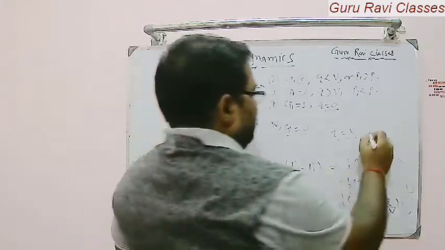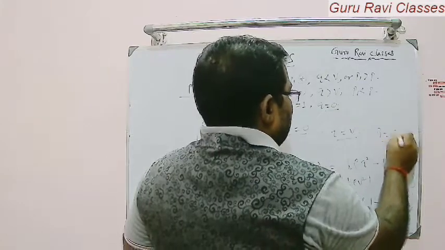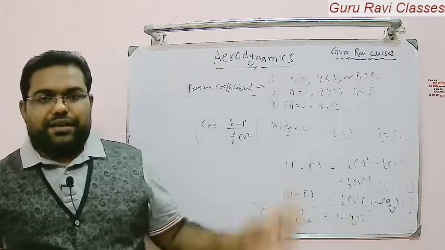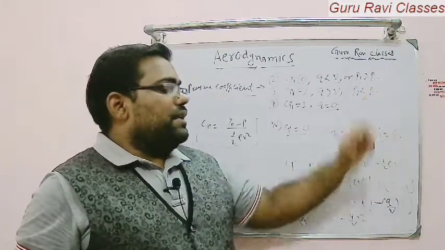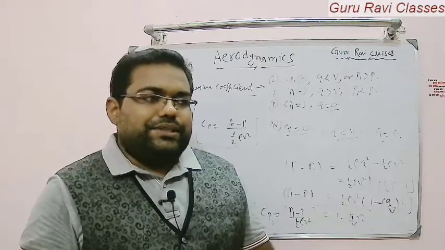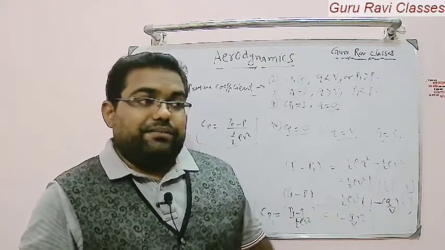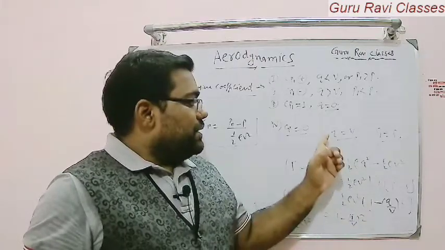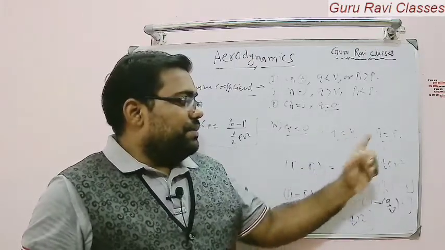Or if I say P1 is equal to P, or Q is equal to V, in a real scenario this will not happen. Nowhere will the final velocity be equal to the initial velocity. But in some extreme conditions in vacuum, near vacuum, this condition may arise where Cp will become 0. That is only possible if my Q becomes equal to V and P1 is equal to P.